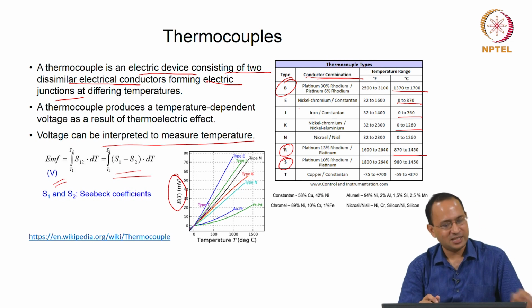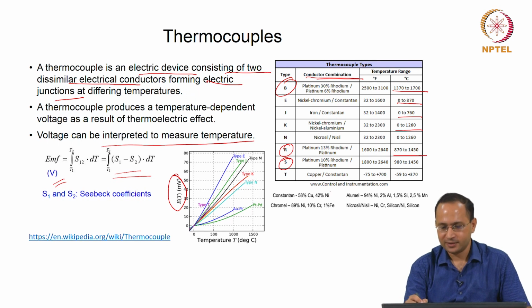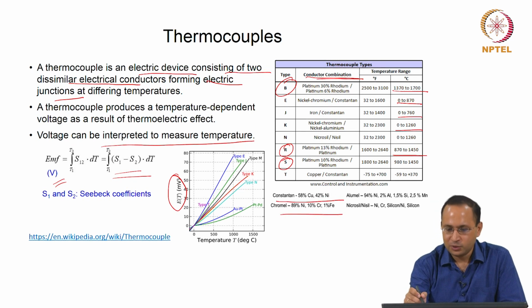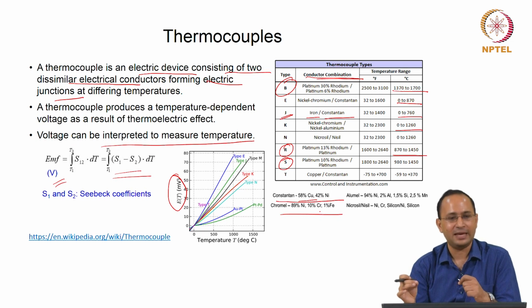So, that is the principle of the thermocouple, that is what we are measuring in DTA, right. And here you can also look at what we use. For an example, type J is made of iron and constantan. What is constantan? It is 58% copper, 42% nickel, right. It gives you the composition also. Basically, we are talking about two dissimilar electric conductors, right.